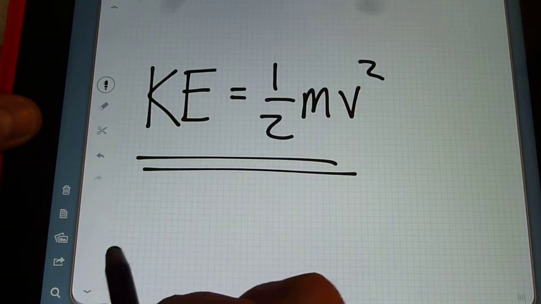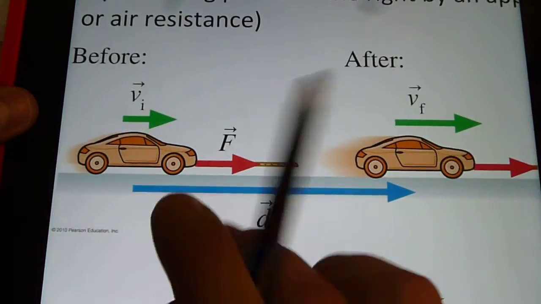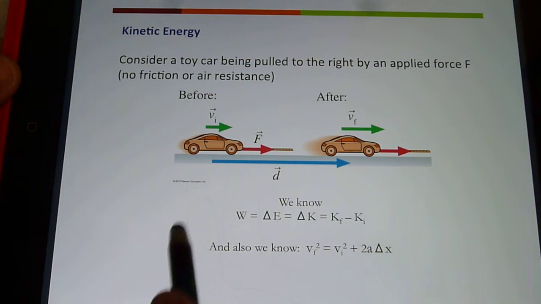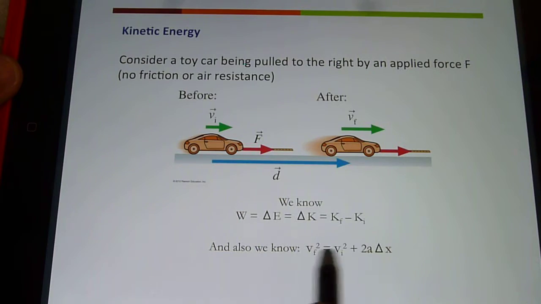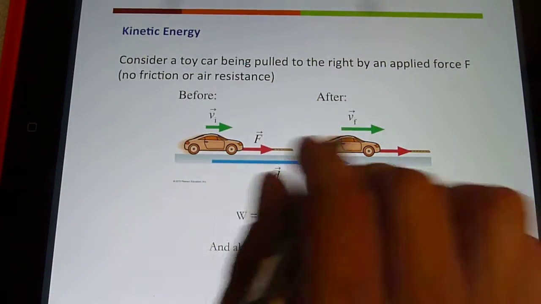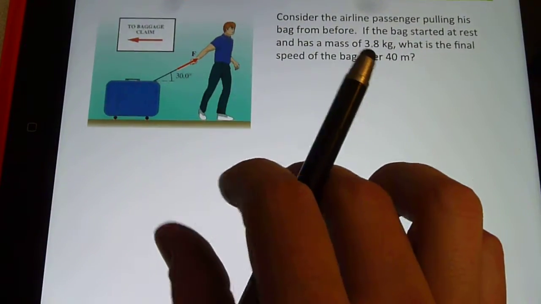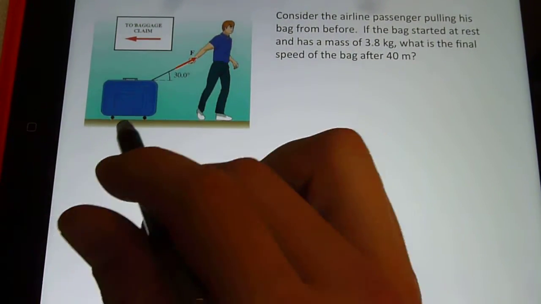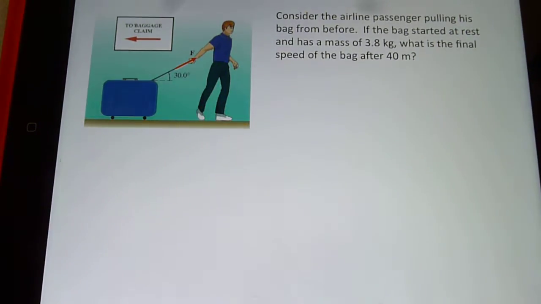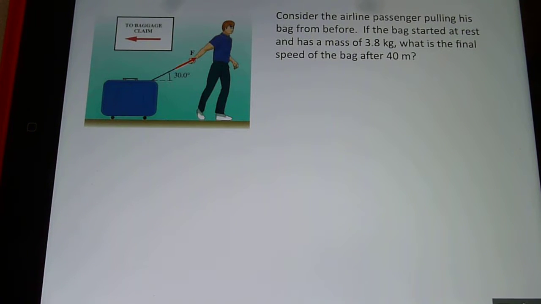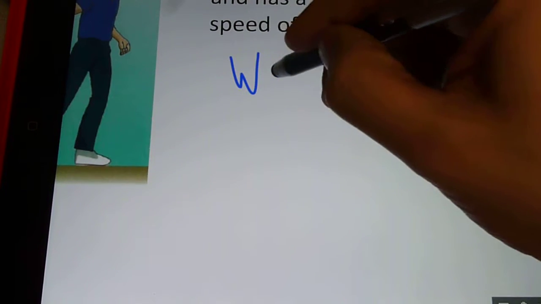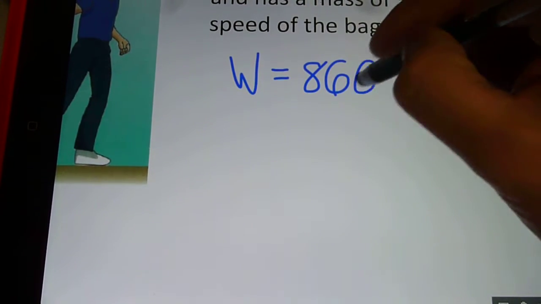So kinetic energy is our energy of motion. This car in this problem is moving faster and faster, and by this analysis relating the work and energy theorem to our kinematic idea, we get that expression for kinetic energy. Let's see how we can use that by revisiting the problem of the gentleman pulling their suitcase in the airport. We knew from before that we had a work that was done. Given the data from before, we know that the work we did was 866 joules.